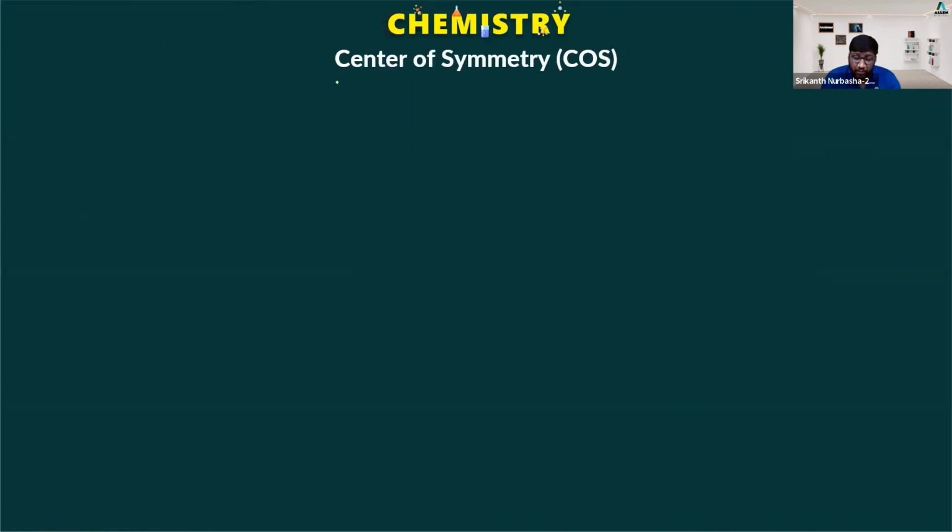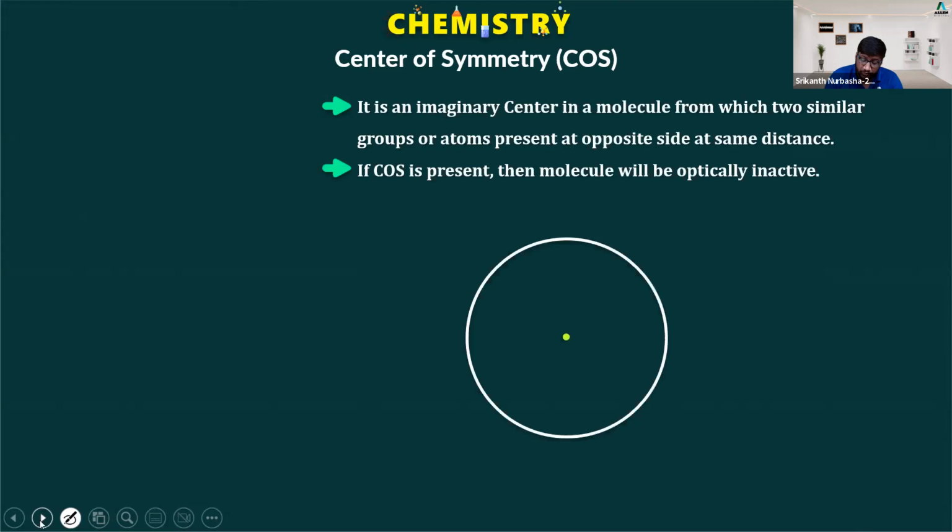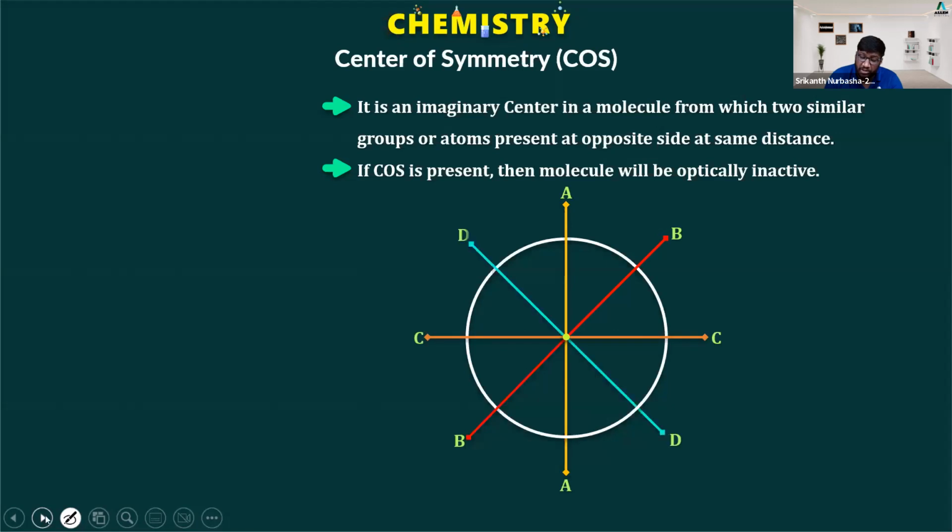We can also look at other elements of symmetry, like center of symmetry. Center of symmetry means what? The definition goes like this: it is an imaginary center in the molecule from which two similar groups or atoms present at opposite sides are at the same distance. Like it is a point in the molecule such that you start from any group. Like here one point is there.